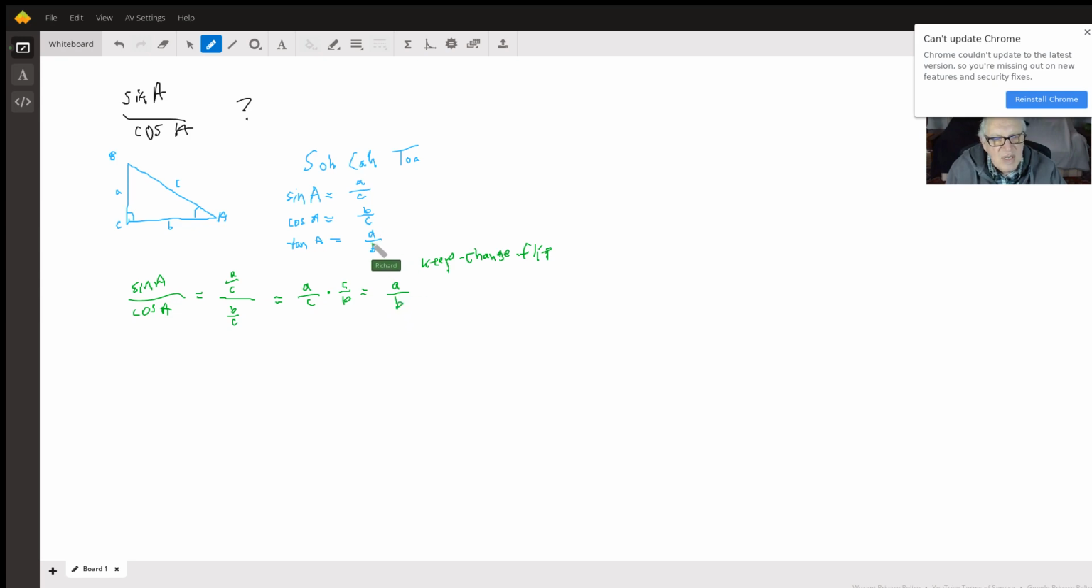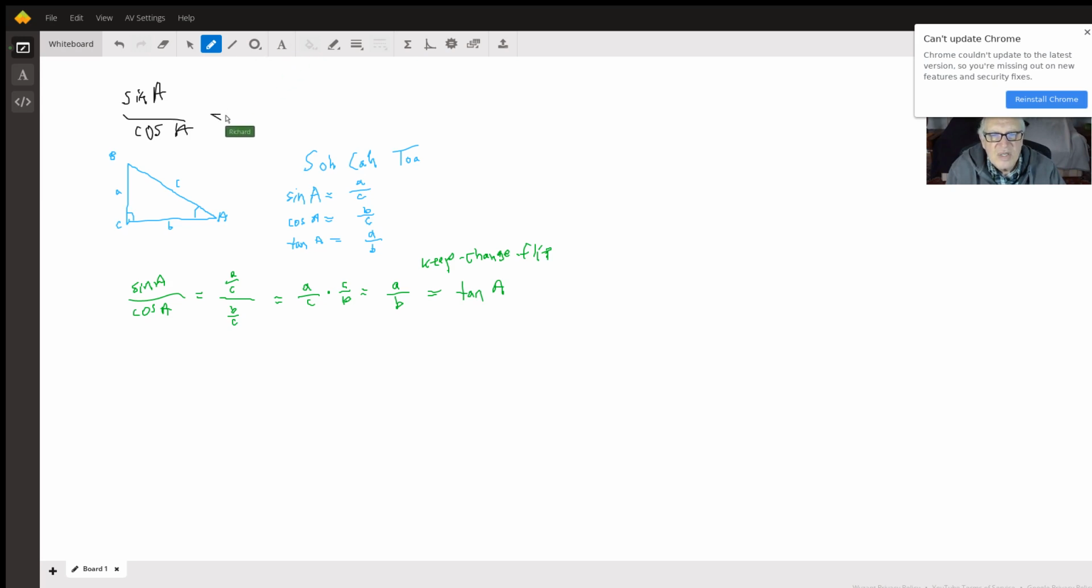And when we look up here, we notice, hey, wait a minute, that's the tangent of A. A over B is the tangent of A. So we started with the sine of A, which is a over c, divided by the cosine of A, which is b over c. And we found it to be equal to the tangent of A. And if I wanted to put the answer up here as well, just change to black, and we can erase the question mark and fill this in.